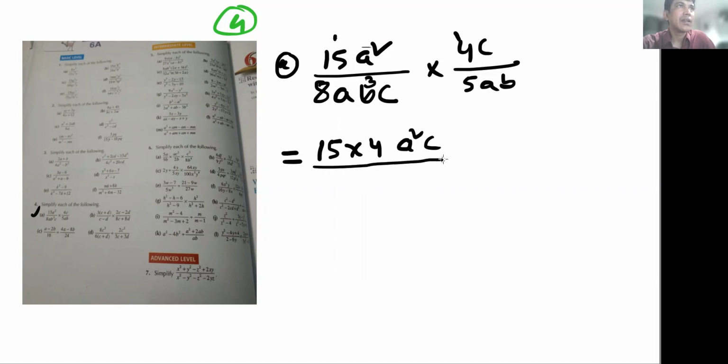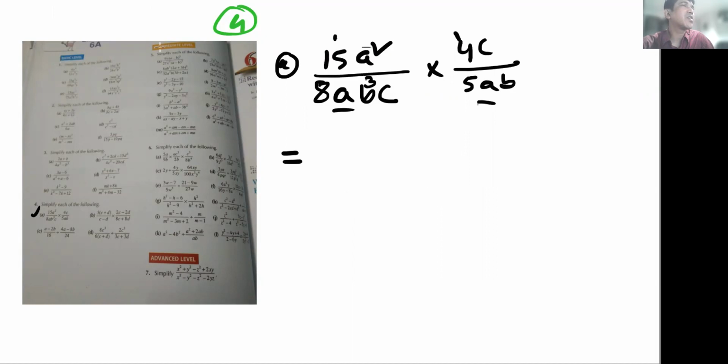Now we can combine these two also: 8 into 5. A is there, that means it will be A square. B cube is there, B is there, that means it will be 4, then C. We can write it like this, or we can keep it like this. Got this point? So let's keep it the similar way as it is.